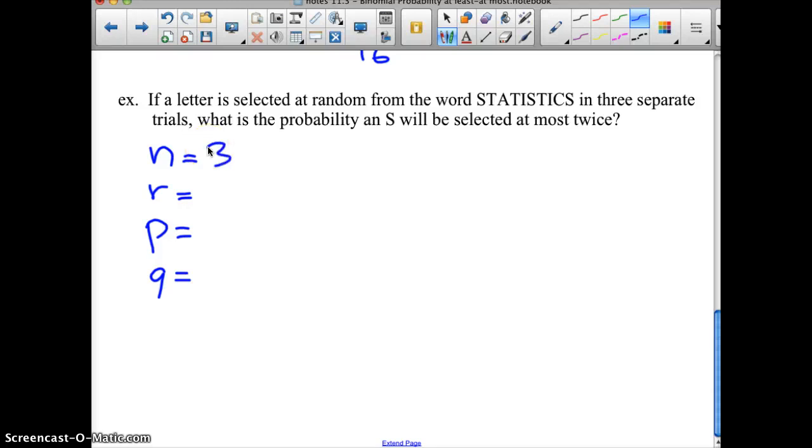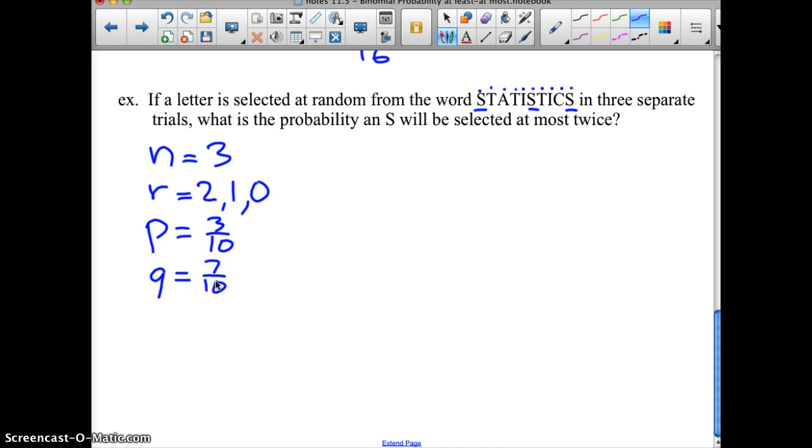So n is 3, and it's at most twice. Well, I could have it twice. And remember, it's the number and below. I could also have 1 S selected, and I could also have no S's selected. That would all be success. And what is the probability that I select an S? Well, there are 1, 2, 3 S's out of 1, 2, 3, 4, 5, 6, 7, 8, 9, 10 letters. So it's 3 out of 10, the probability of selecting an S. The probability of not selecting an S is 7 out of 10.